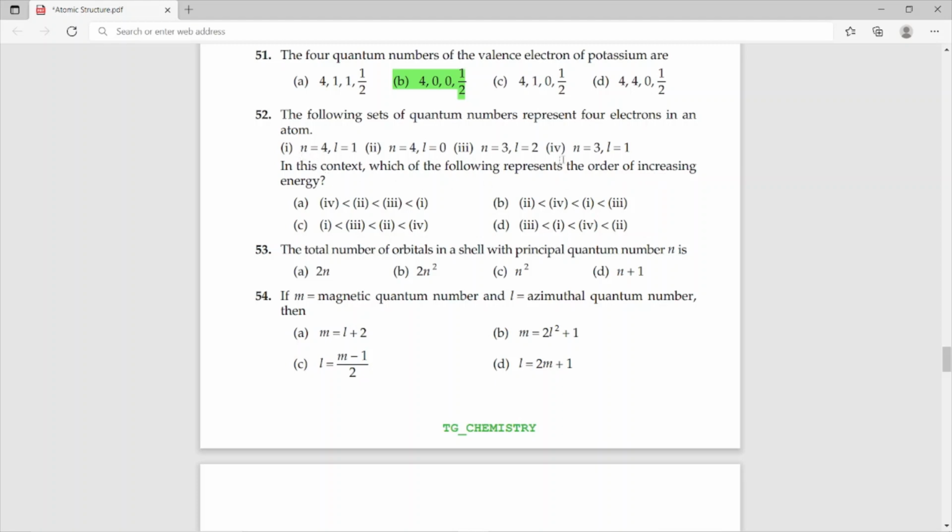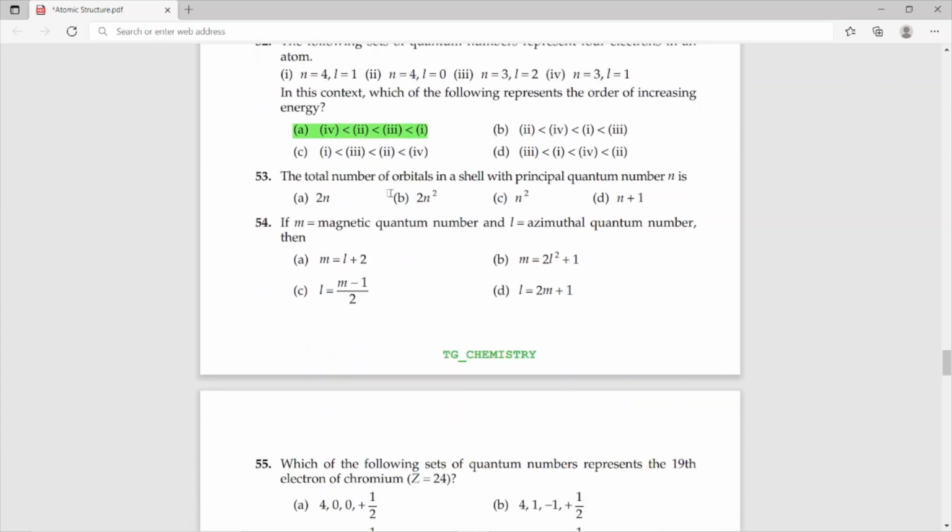So out of these 4 options, here we have 4 different options with increasing energy. What will be the right answer for that? Option A should be the right answer, that is 4 will have less energy than 2, then 3 and then 1. So this is the order of increasing energy with the 4 given quantum numbers.